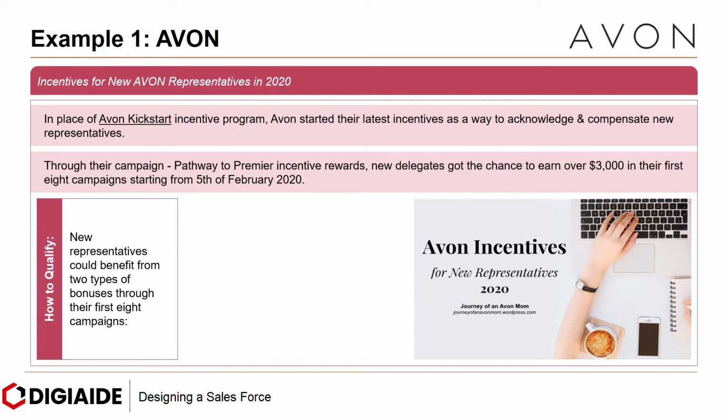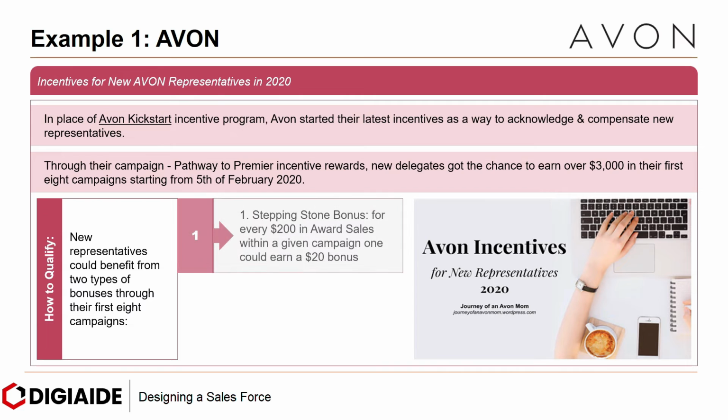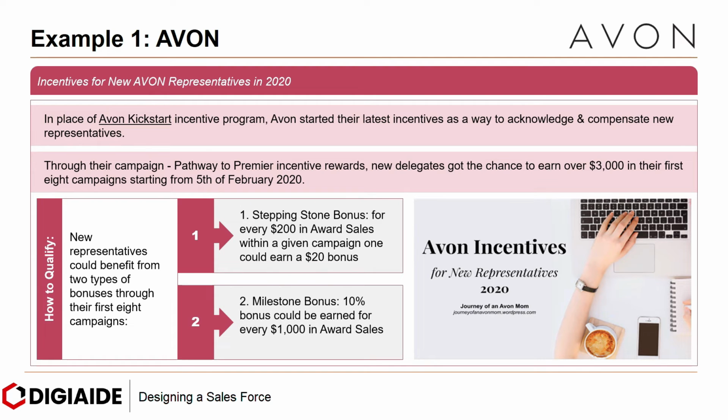How to qualify? New representatives could benefit from two types of bonuses through the first 8 campaigns. First, stepping stone bonus for every $200 in award sales. With a given campaign, one could earn a $20 bonus. Second, milestone bonus. A 10% bonus could be earned for every $1,000 in award sales.